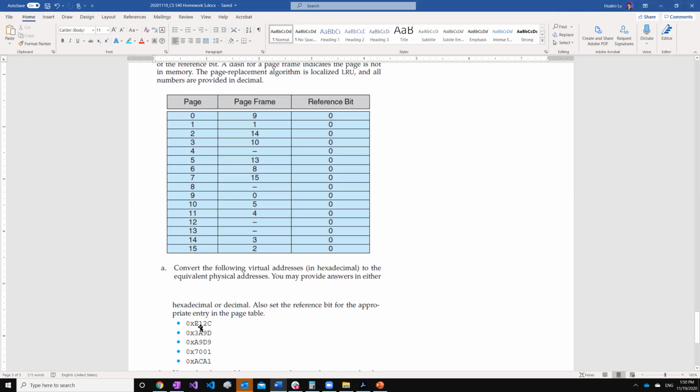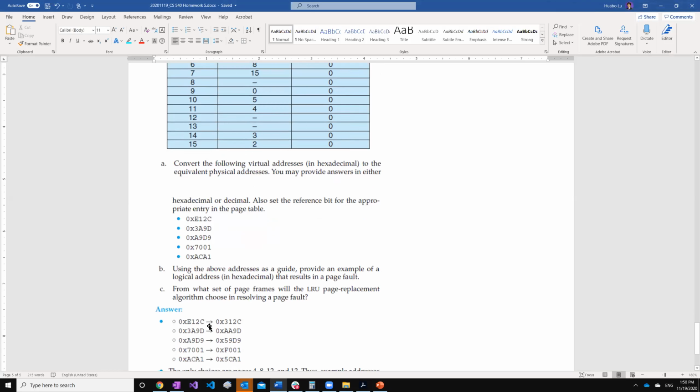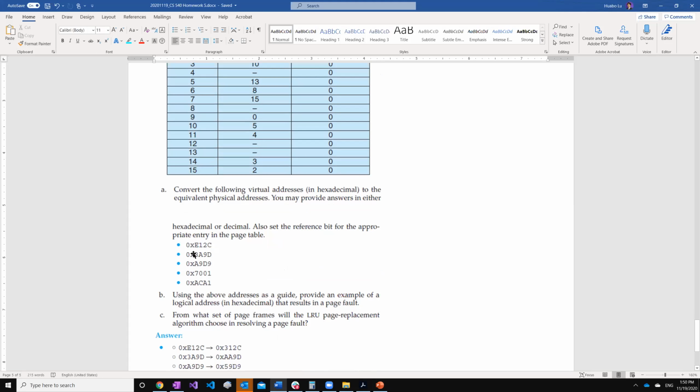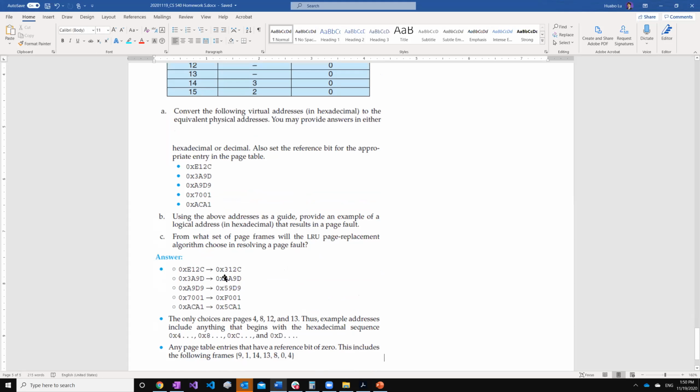And how about the rest, the remainder 1C? Don't touch the remainder. The remainder will be the offset. So for the answer, according to the page frame table, it must be on frame 3 with the offset 1C here. So I'm going to write the answer as 0x31C. This will be the answer to the first question.